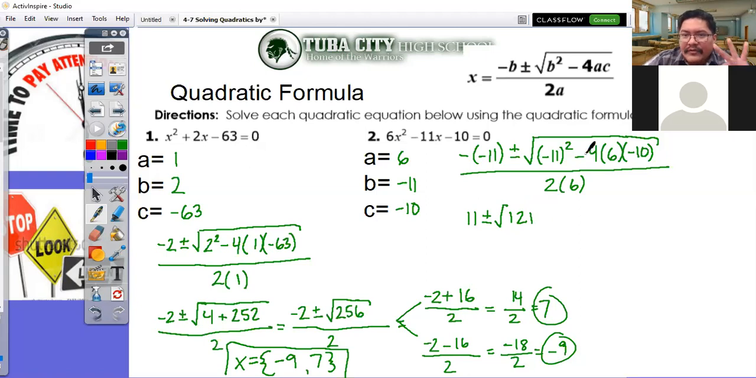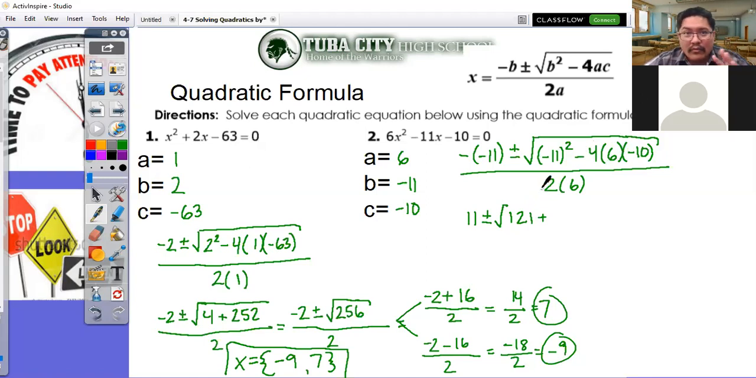And again, I have 3 numbers being multiplied here: negative 4, 6, and negative 10. And I have 2 of them that are negative. Since I have 2 that are negative, I'm going to take care of the sign first. So negative times negative is positive.